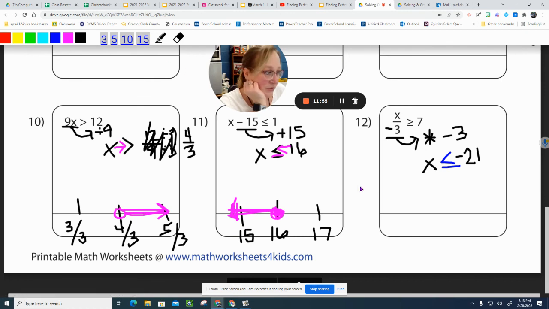In order to graph this, you'll have -21, -20, -19. So I'm making my number line. Then I'm looking, this has an equal sign, so I need a closed circle. Since the variable is on the left, my arrow will match. There is the answer to that one.